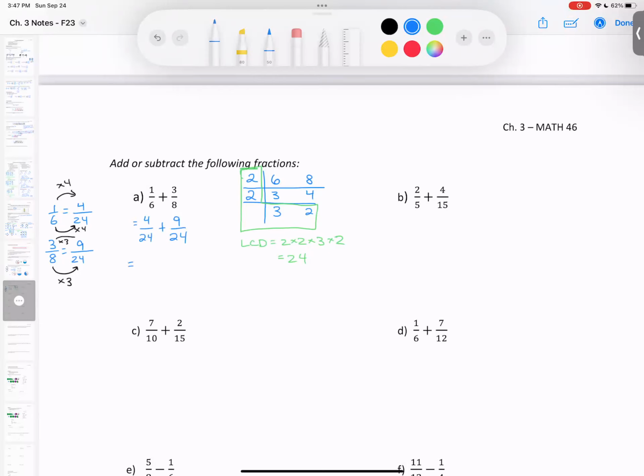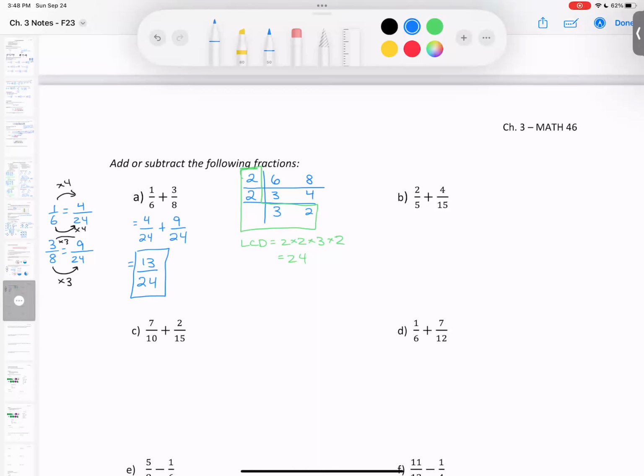Now we have like fractions, so we can go numerator plus numerator. 4 plus 9 gives me 13. The denominator stays the same. Last step, ask if you can simplify. Here we have no factors in common, so 13 over 24 is my final answer.